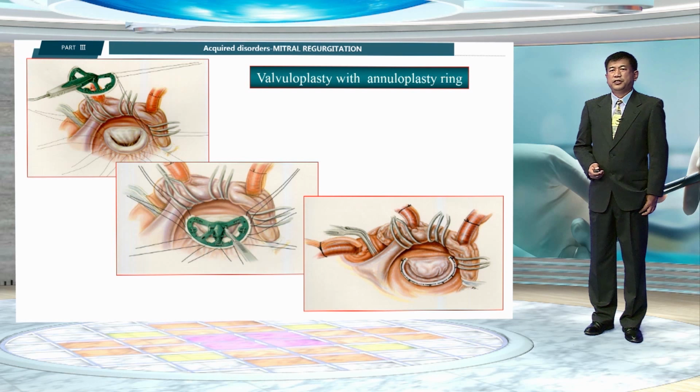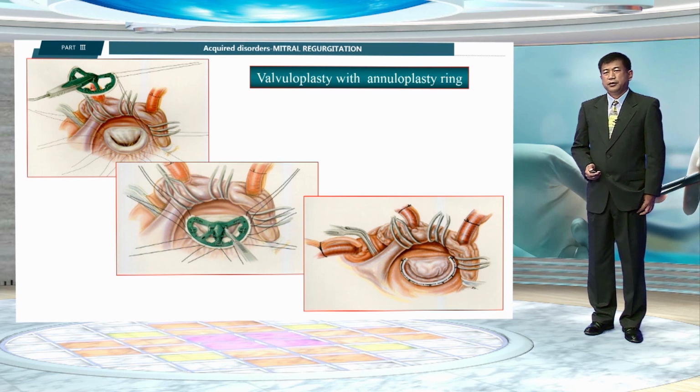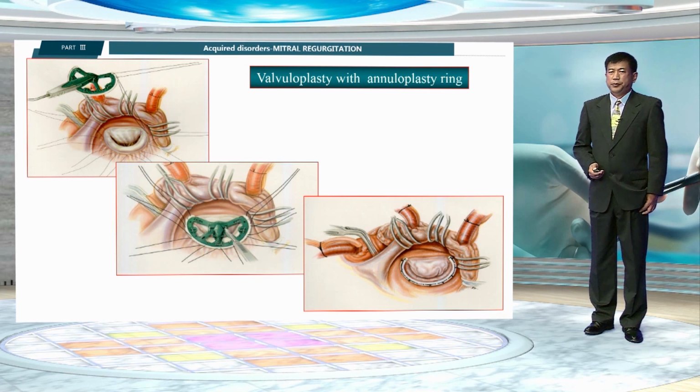As for the treatment of this disorder, 15 years ago, valve replacement was the only choice. But nowadays, valve repair is the best choice for the disease. These three pictures show how the mitral valve is being repaired. First, we place sutures on the annulus, and then all these sutures are passed through the annuloplasty ring, and then the ring is parachuted down to the native annulus for durable repair.